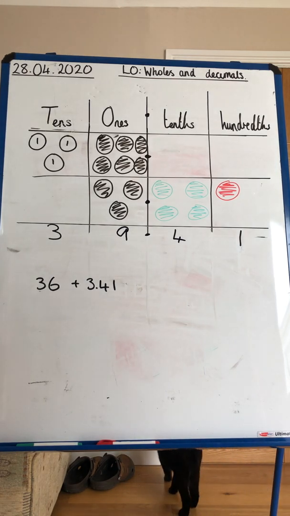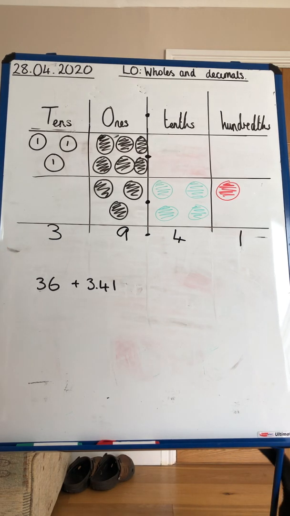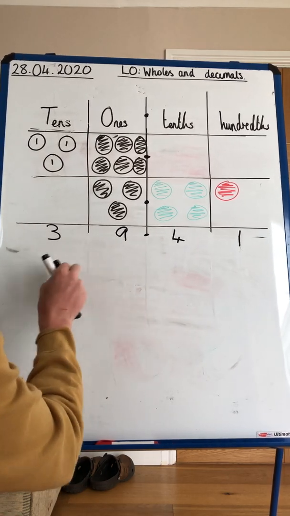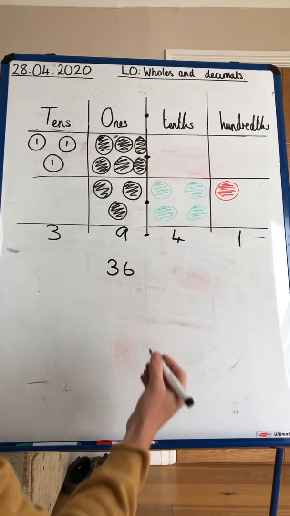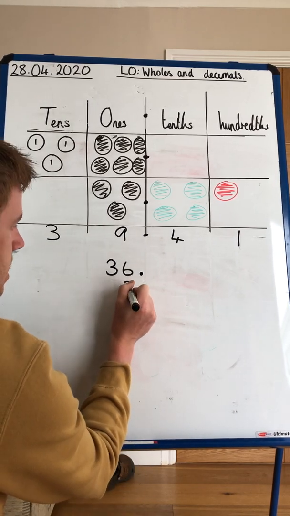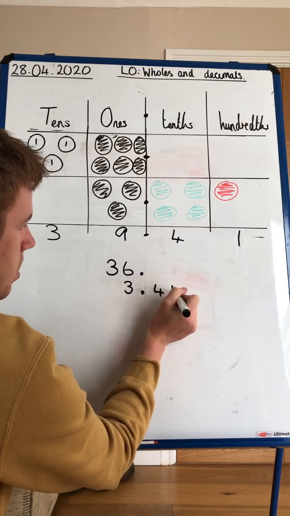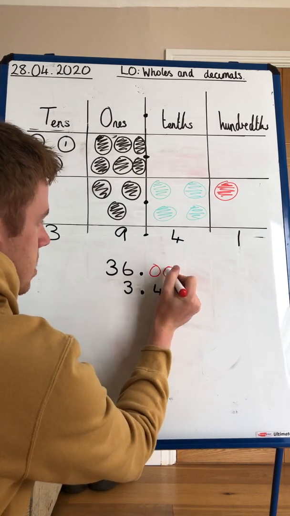Now I'm going to show you this calculation in the column method, okay? Because when we use the column method, we need to make sure that all of our columns are lined up correctly in order for us to answer the calculation properly. So, let me rub this one out quickly. 36 doesn't actually have a decimal point, but we're going to put a decimal point in just to help us line up our calculation. Add 3.41.